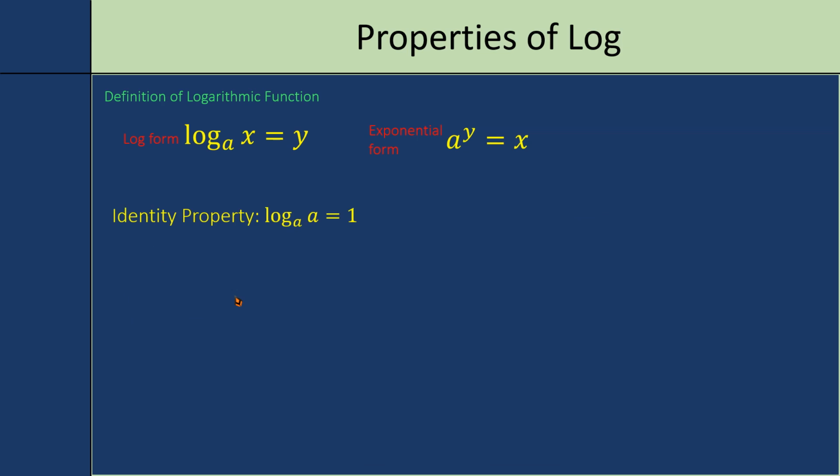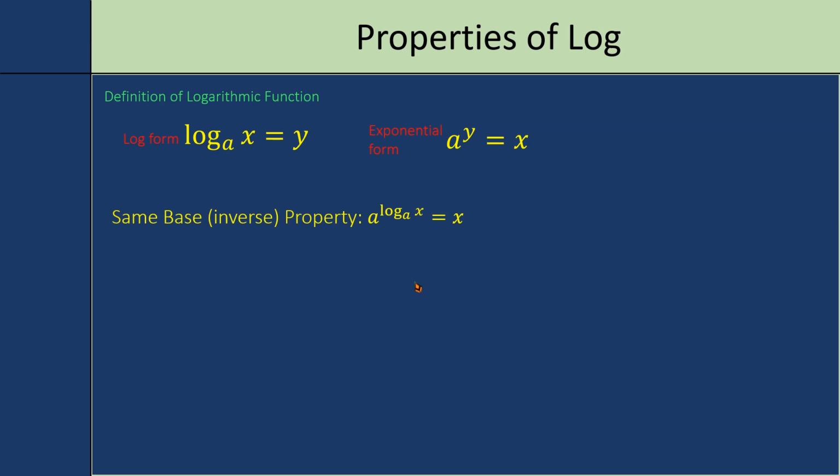Next property, the identity property. Log base a of a is always equal to 1. If your base and your argument are the same, it has to be 1. The power has to be 1 for it to stay the same. So a to the first power is equal to a. So for example, 5 to the what power gives you 5? Well, it's 1. 27.43 to the what power is 27.43? First power.